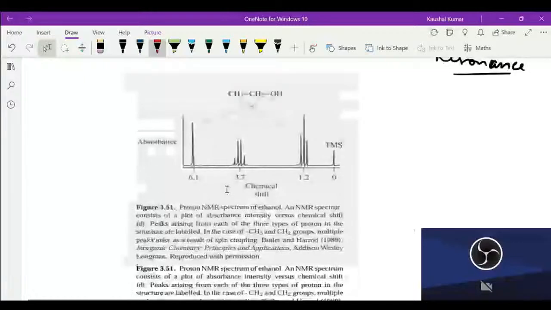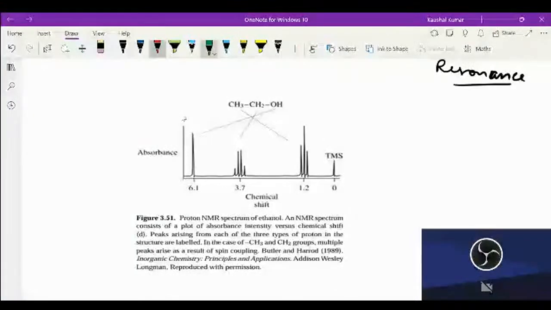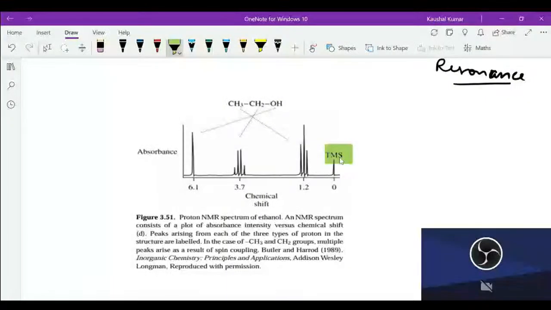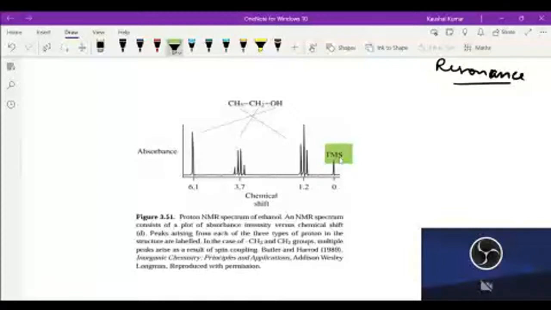After detection, the computer will show you this type of structure. And as I said, TMS will have the least shielding effect. What is this TMS? This TMS is tetramethylsilane. This is your observing origin, or we can say reference. You can understand it from this diagram. Is it anything relatable? Yes, it is a relatable thing.